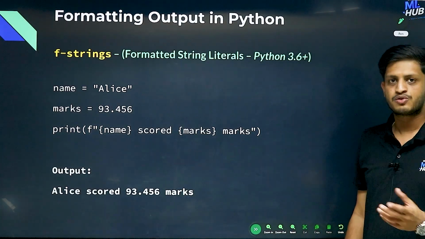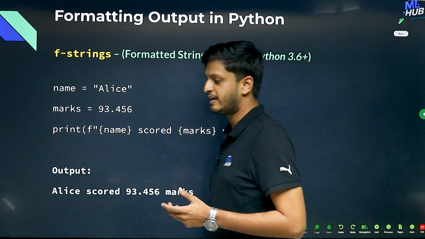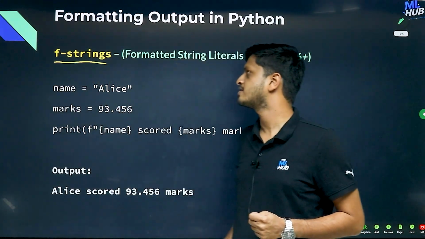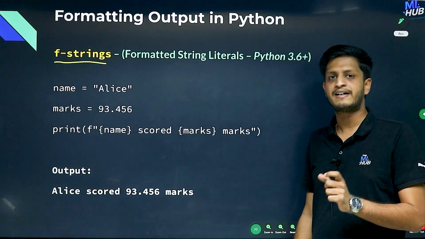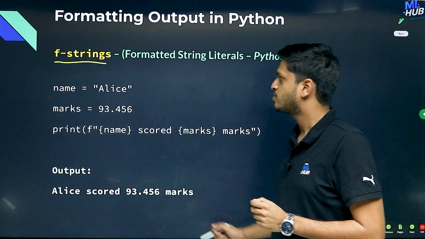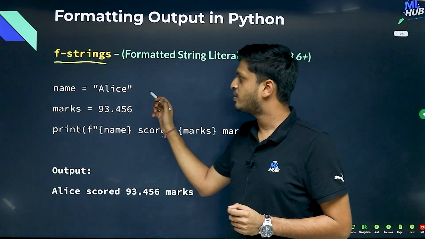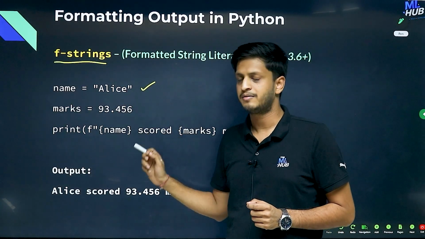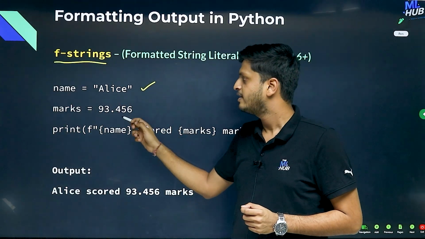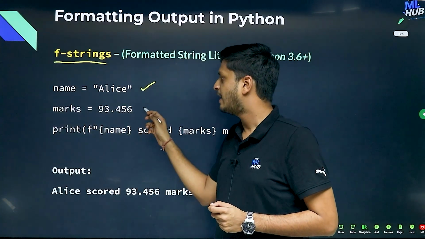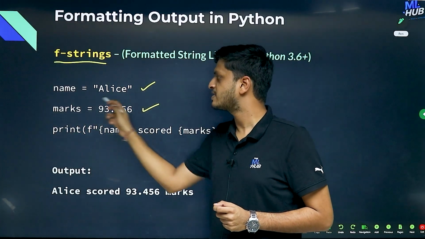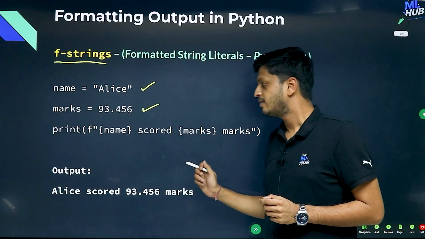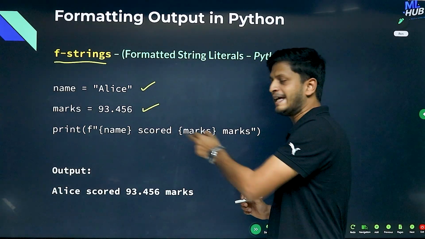So there are multiple ways to do formatting in output. There are 3 ways. The first is using F strings. They are also called formatted strings. Okay, so how do they work? Let us say you created a variable called name and you stored the string Alice inside it. Name is equal to Alice. Then you created another variable marks and you stored 93.456 in marks. And now you can use a formatted string like this.